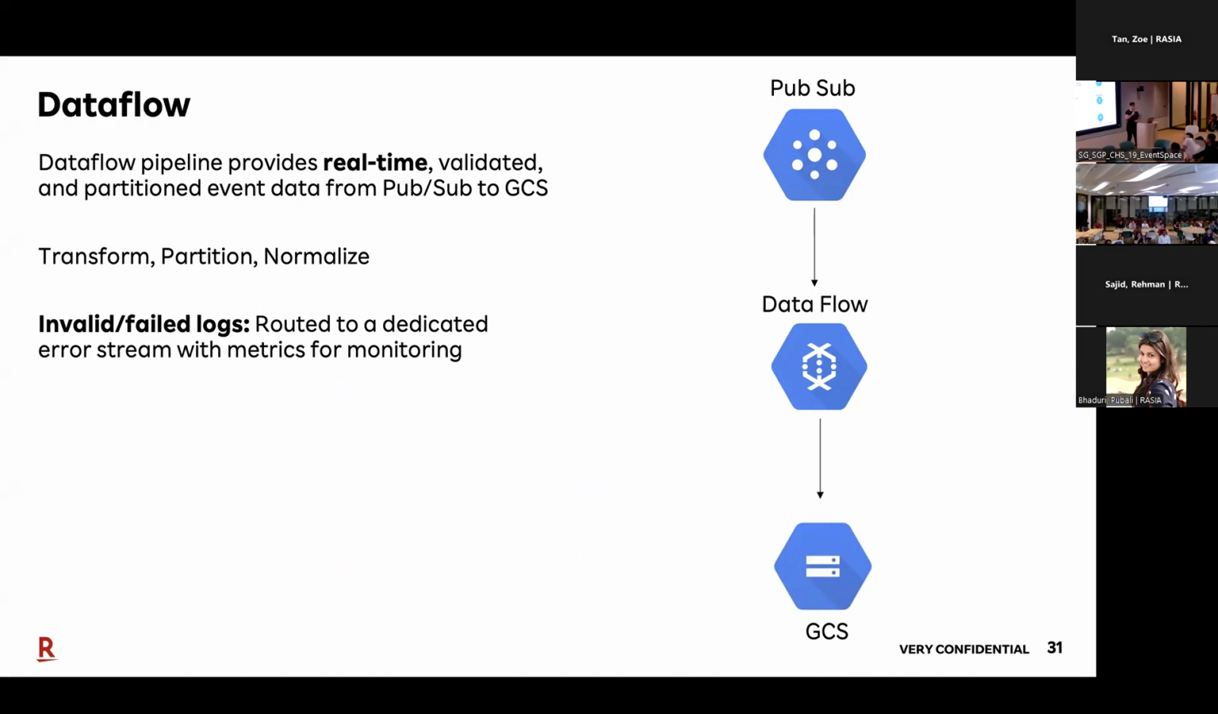Dataflow is also responsible for handling any validations. So if there are invalid logs, we want to route them and handle them separately. And yeah, these are just an overview: we consume from PubSub, Dataflow processes it, and writes to GCS.